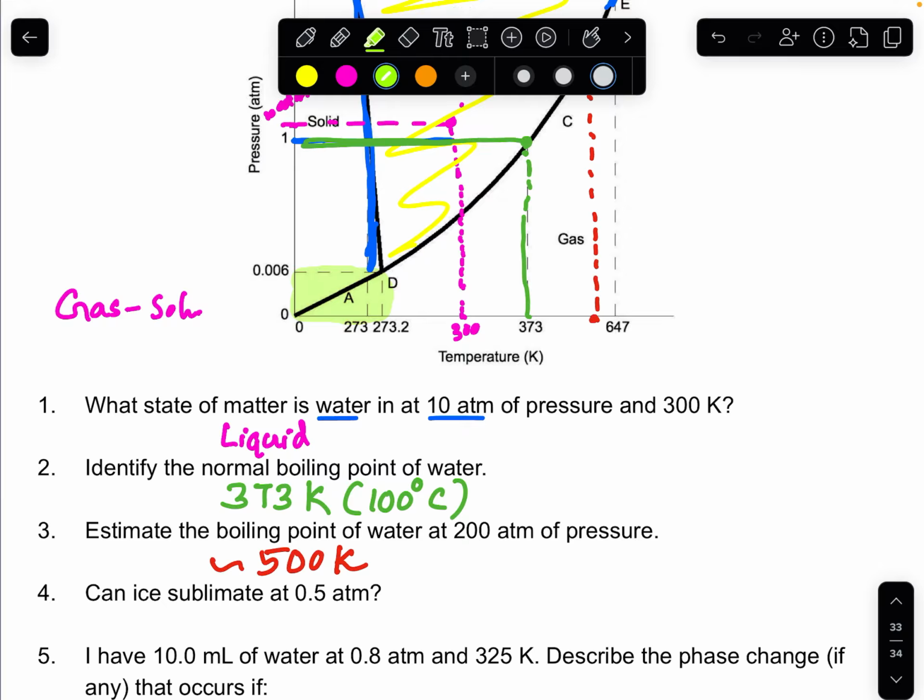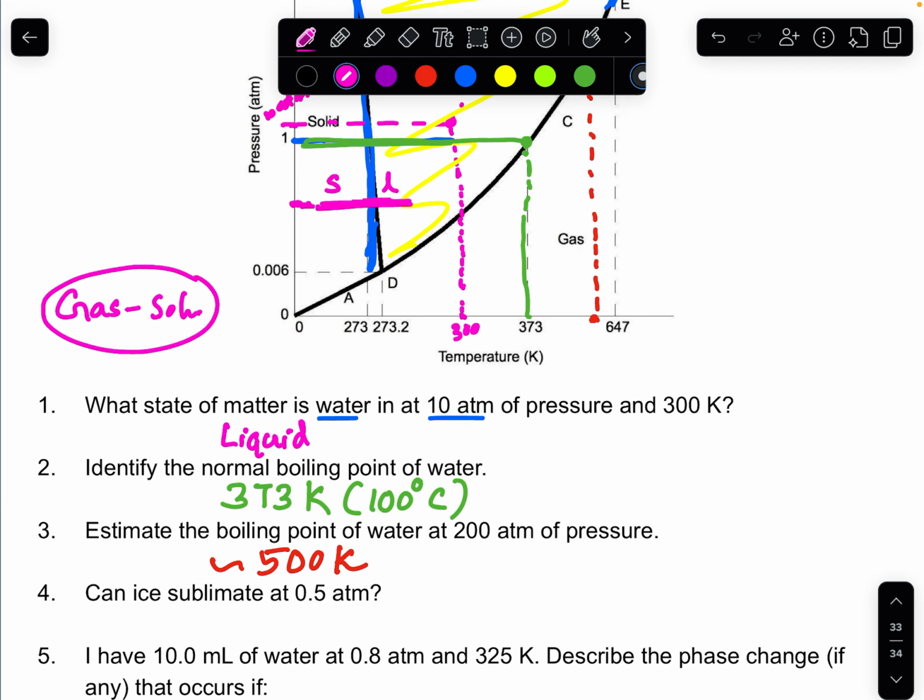Now let's read the question. It says 0.5 atm, can you sublimate? I would say no, because 0.5 atm is here somewhere. It is between solid and liquid. So it will not be possible to convert gas into solid, because we need to have this area, which is below 0.006 atm. So go ahead and write that.